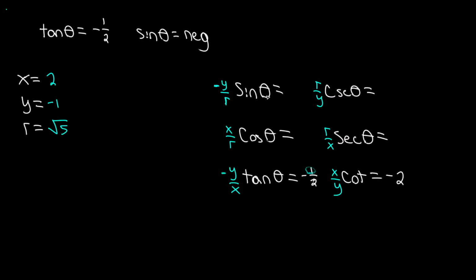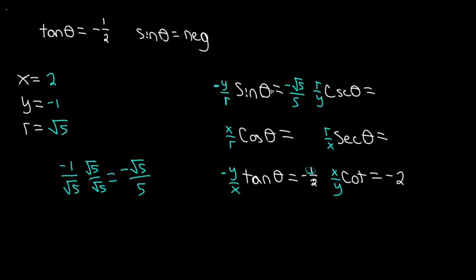Y over r for sine, so it would come out to -1 over the square root of 5. But we can't have that square root in the bottom, so we have to multiply the top and the bottom by the square root of 5. We end up with negative square root of 5 over square root of 5 times square root of 5. The square roots cancel, and we're just left with 5. Negative square root of 5 over 5.